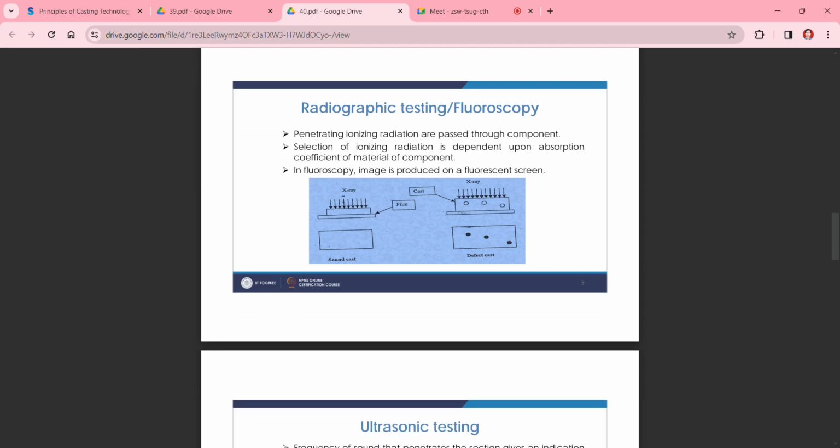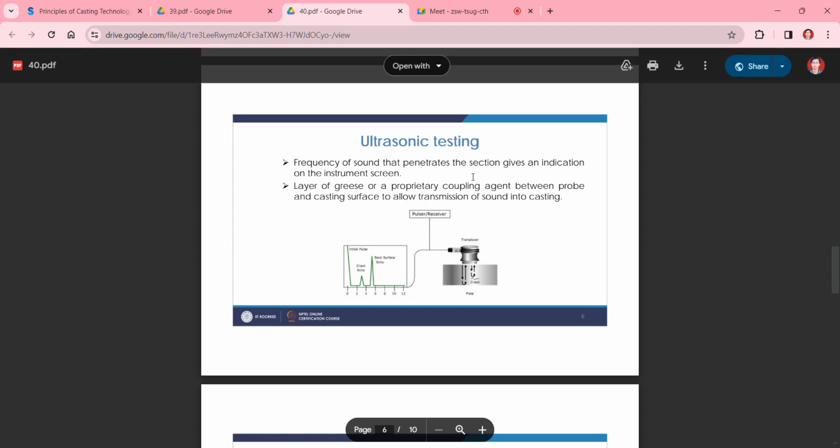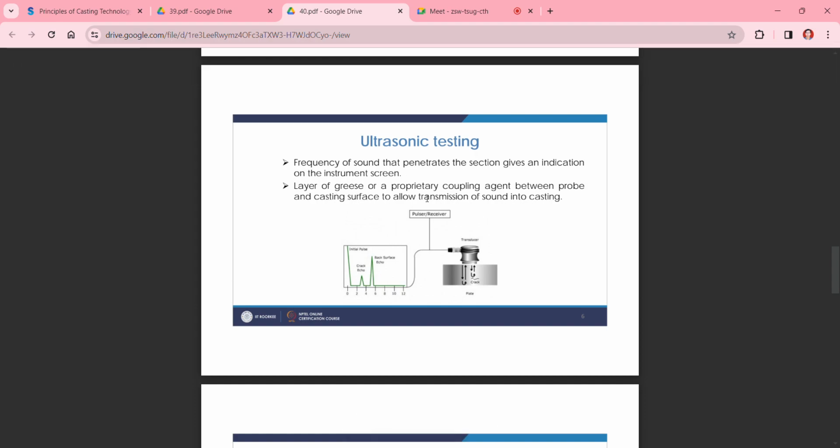Then coming to the next one, ultrasonic testing. It's like ultrasound. The frequency of sound that penetrates the section gives an indication on the instrument screen. A layer of grease or a proprietary coupling agent is used between the probe and casting surfaces to allow transmission of sound into the casting. You penetrate ultrasound into your casting, and that will come back.